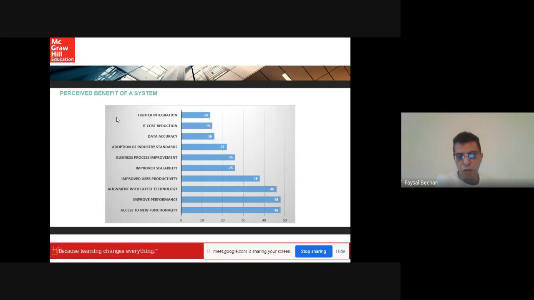As we said, you need to improve the user productivities, or you just want to align with the latest technology. So sometimes you have an application slowing down the employees, so productivity goes down. So you want to improve the productivity, or you just want to, in the second part, align with the latest technology in the market, so you become more competitive. Or as we said, you need to improve the performance, so is it different than productivities?